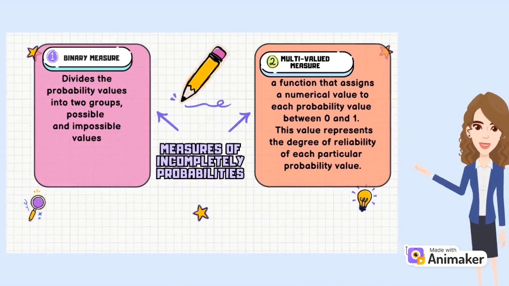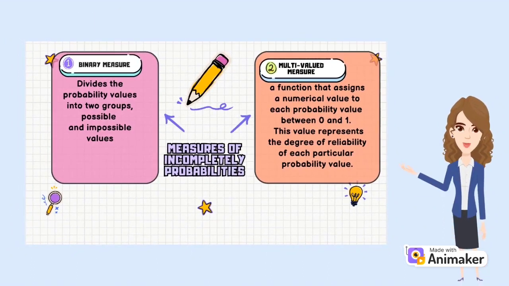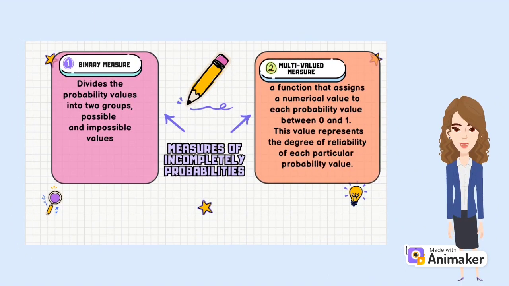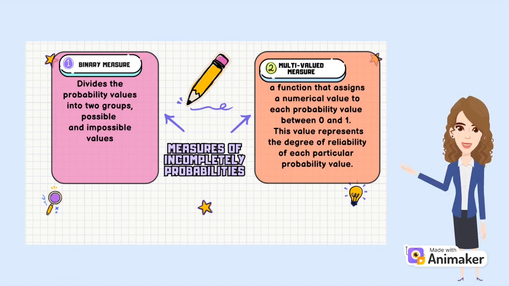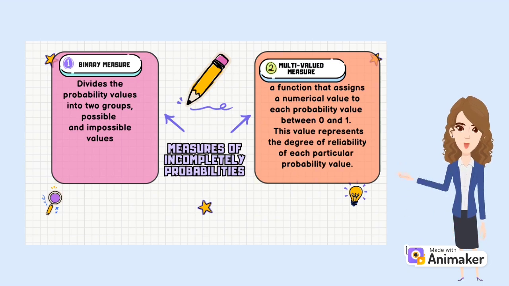The 2 major types of measures of incompletely known probabilities are: the binary measure divides probability values into 2 groups, possible and impossible values. On the other hand, the multi-valued measure assigns a numerical value to each probability value between 0 and 1, representing the degree of reliability of each particular probability value.